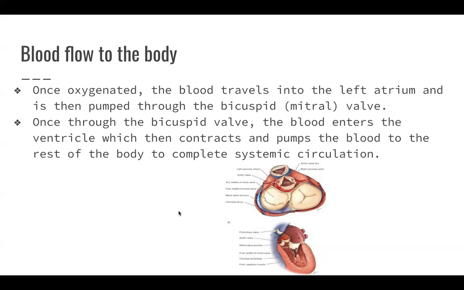So once through the bicuspid valve, the blood will enter the left ventricle, and then it will contract, and the bicuspid valve will close, and this will pump the blood to the rest of the body to complete systemic circulation. This systemic circulation oxygenates the tissues and helps the body to stay healthy.